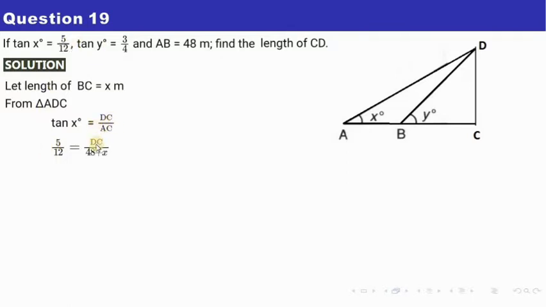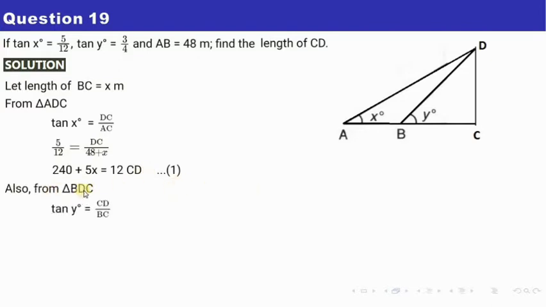DC we don't know, we need to find DC or CD. AC is this full length: BC is x and AB is 48, so AC becomes 48 plus x. After cross multiplication, 5 into 48 is 240, and 5 into x is 5x, equals 12 into DC, which is 12 CD. Let me call this equation 1.